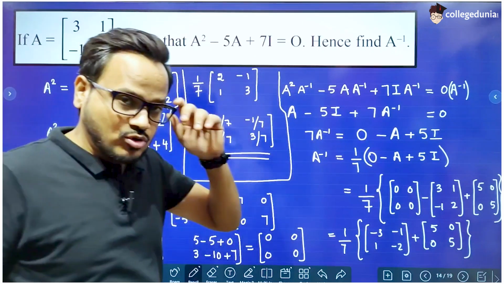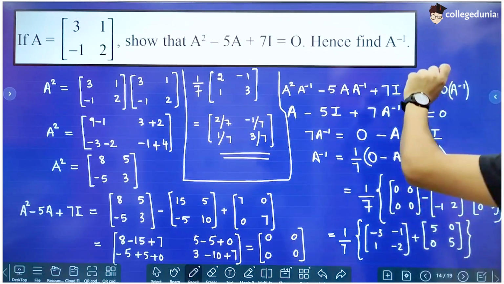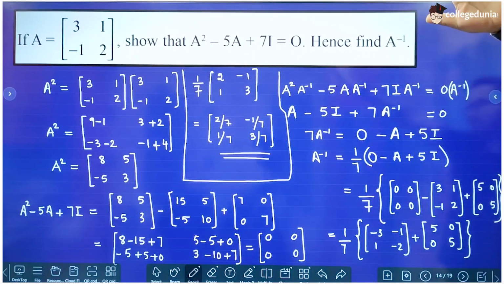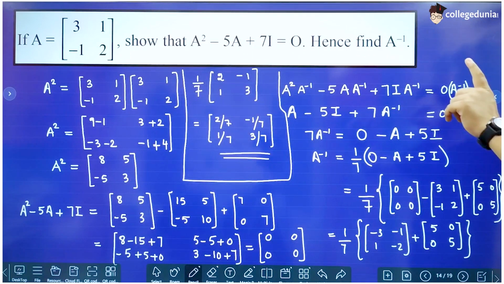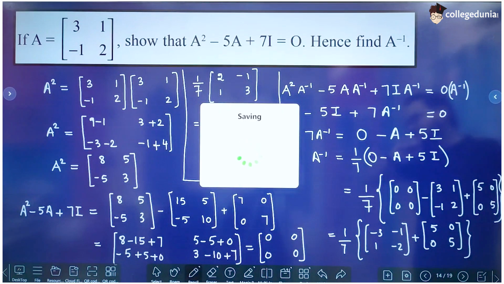So you will get this type of questions also. So you cannot solve these by the direct inverse method. You have to solve this using the data which is given in the question like this.